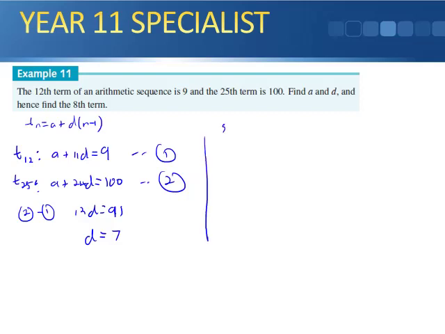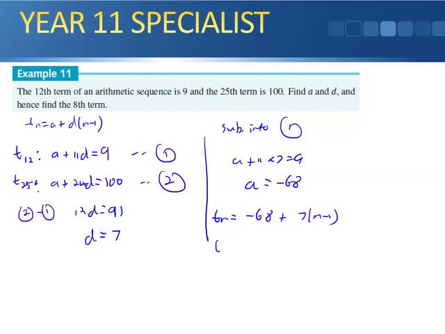Then I can substitute that into number 1, and I get a plus 11 times 7 equals 9. And when I work this out, I get a equals -68. So I found my general term, -68 plus 7(n minus 1). I need T of 8. So I get -68 plus 7 times (8 minus 1), which is 7, so 7 times 7. Working this out, I get -19 for T of 8.